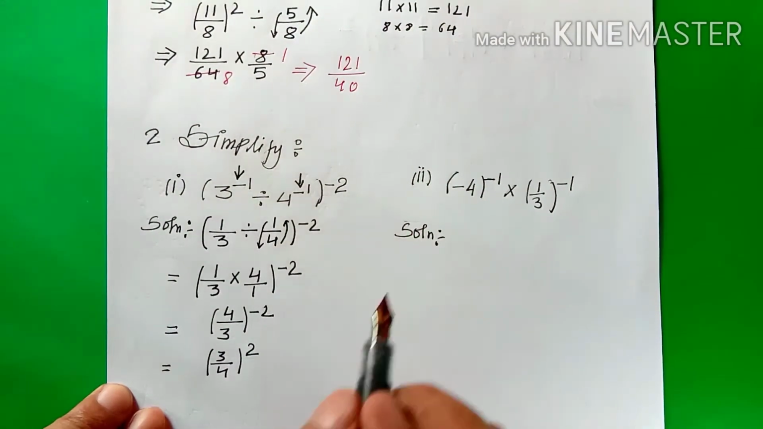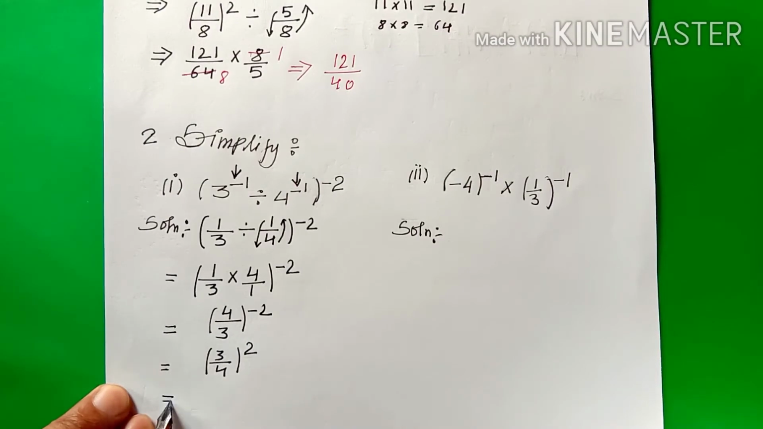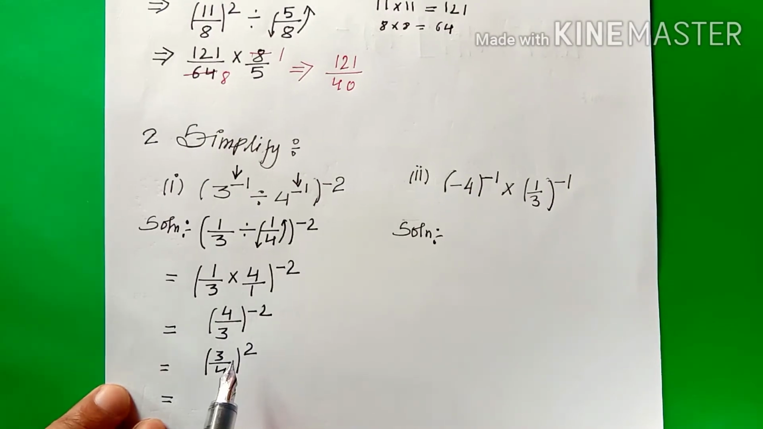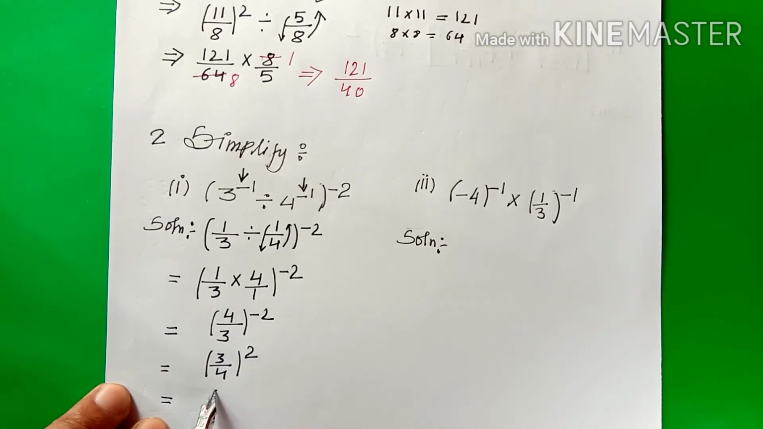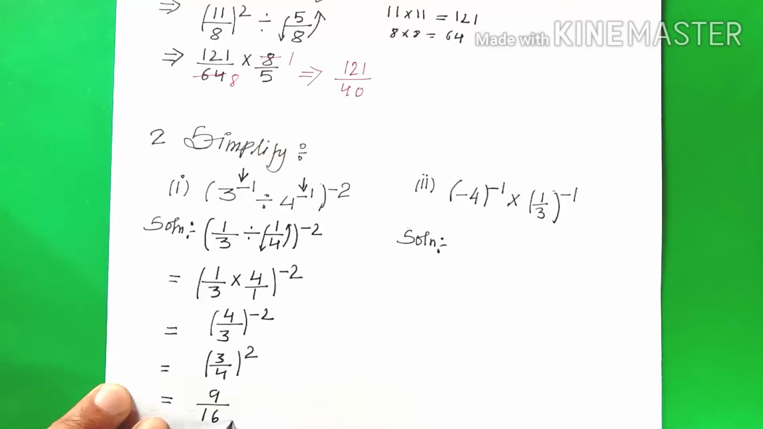Now again here one more step, you can increase here. We can see here 3 square, which means 3 into 3, which is equal to 9 divided by 4 square, that is 4 into 4, which is equal to 16.